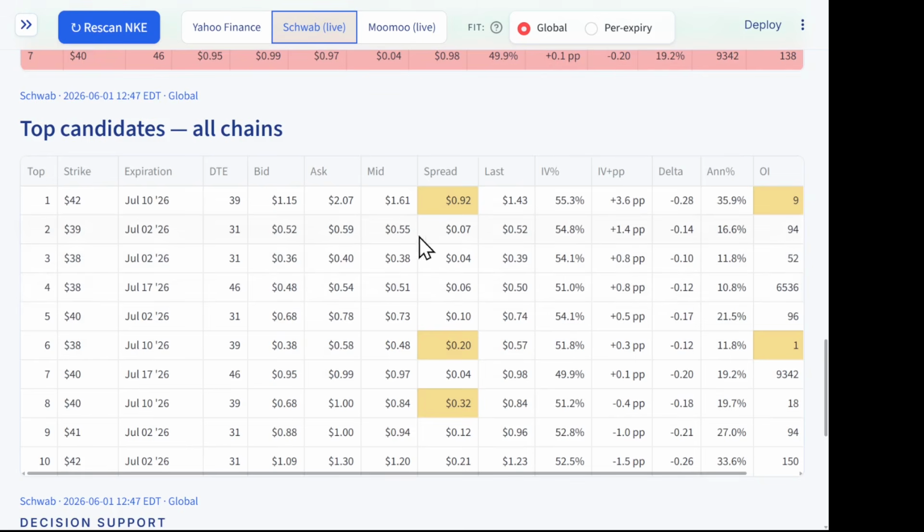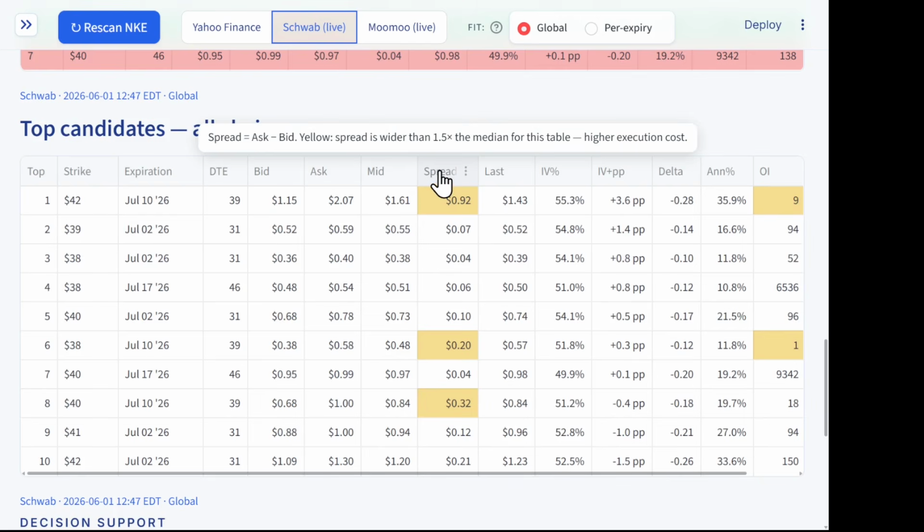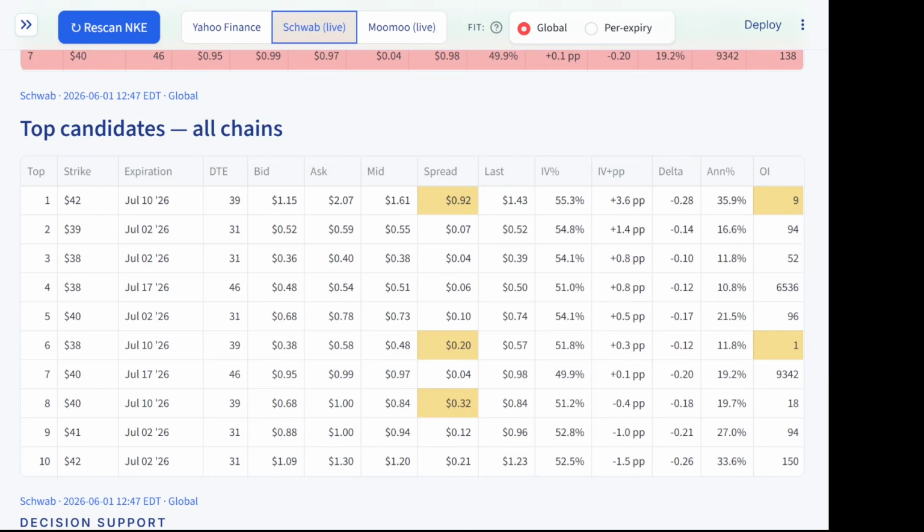These yellow shaded cells are an indicator that the contract may have liquidity issues. And you can hover over any column with a yellow cell and it will tell you why.